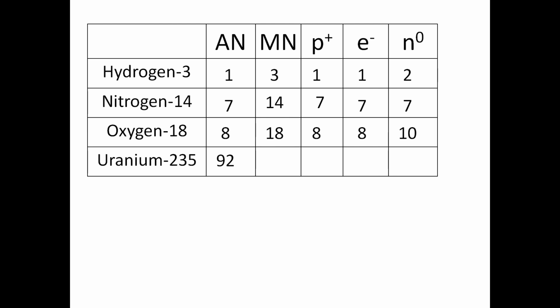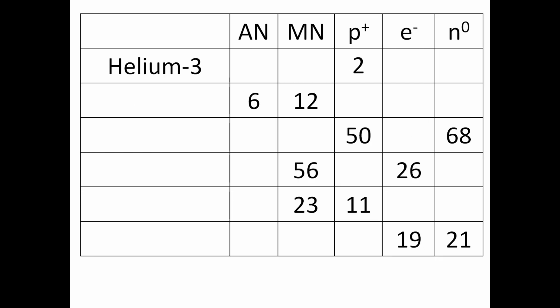Uranium-235, atomic number is 92. Mass number is going to be 235. Protons, 92. Electrons, 92. And to get the number of neutrons, mass number minus atomic number, 143. Okay, let's look at another table. This one's a little more complicated. This one, you have to think a little more.